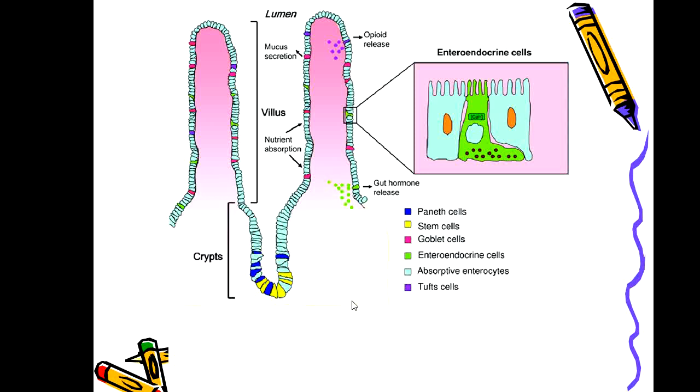The tuft cell consists of a large number of hair-like projections. That is why it is called a tuft-like structure, and it senses any allergen in the intestine and provides a signal to the body for any reaction in the body as a defense mechanism.